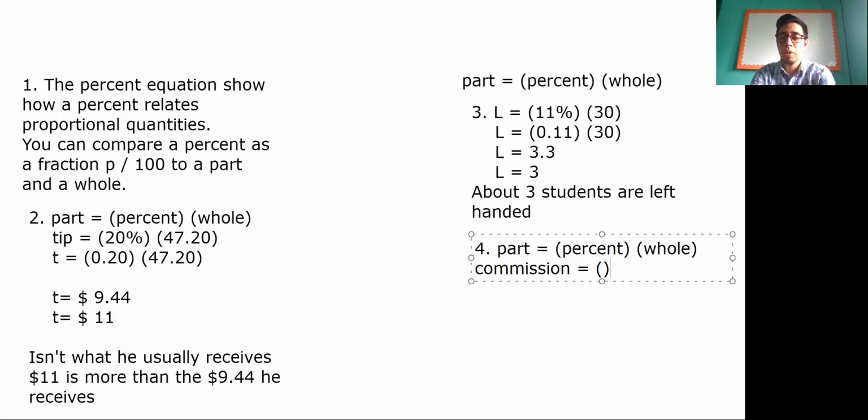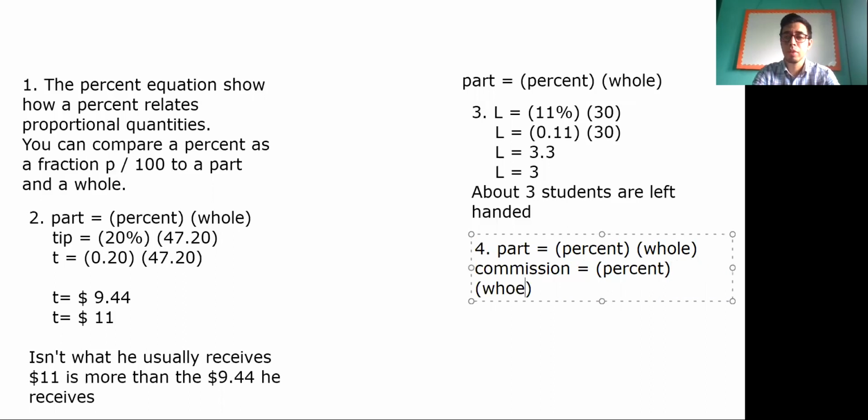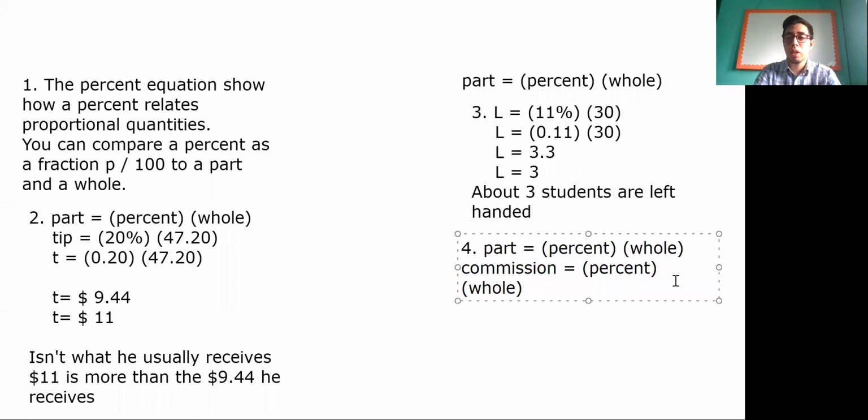I can copy the percent, and the other line I'm going to change it: the percent multiplied by the whole. I'm going to replace the commission with one variable, C. This is going to be equal to the percent. You already know the percent. What is the percent? 12%, multiplied by the whole.